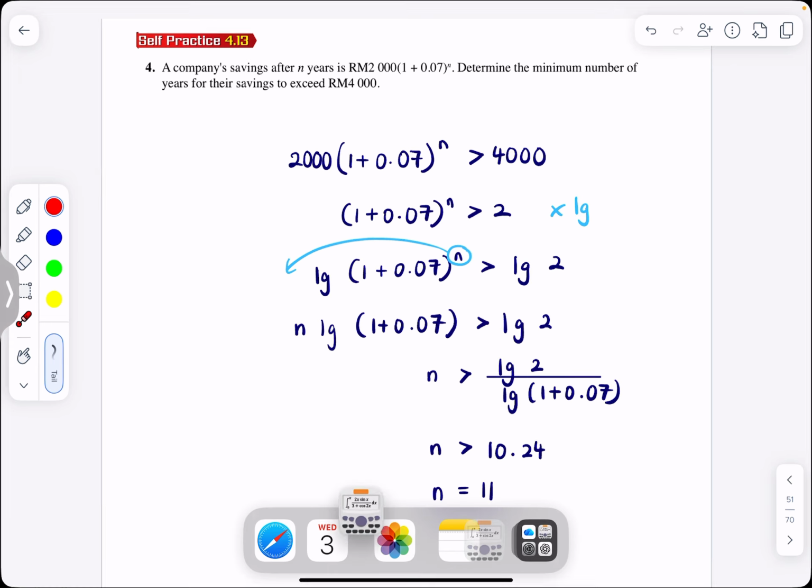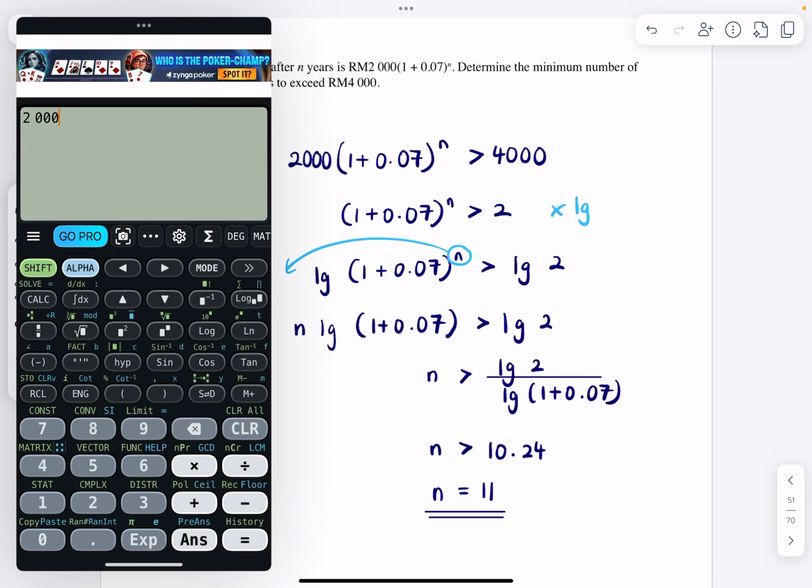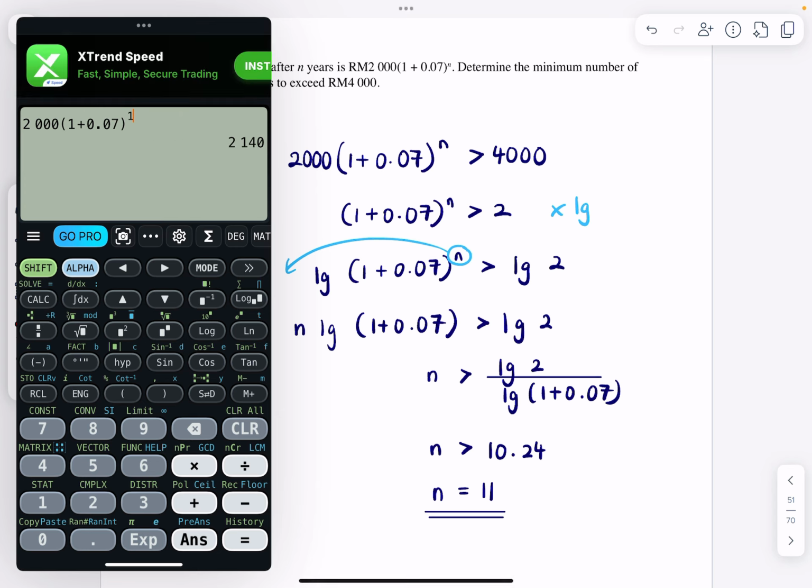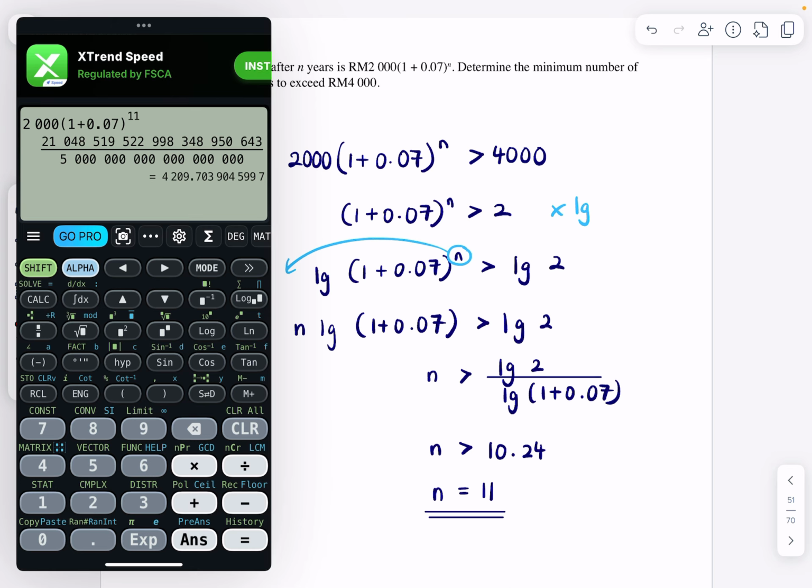If you want, you can check. So let's try to do 2,000 times (1 plus 0.07) to the power 10. So after 10 years, it's 3,009. Haven't exceeded 4,000. But after 11 years, 4,200 already. Okay, so the answer is 11.